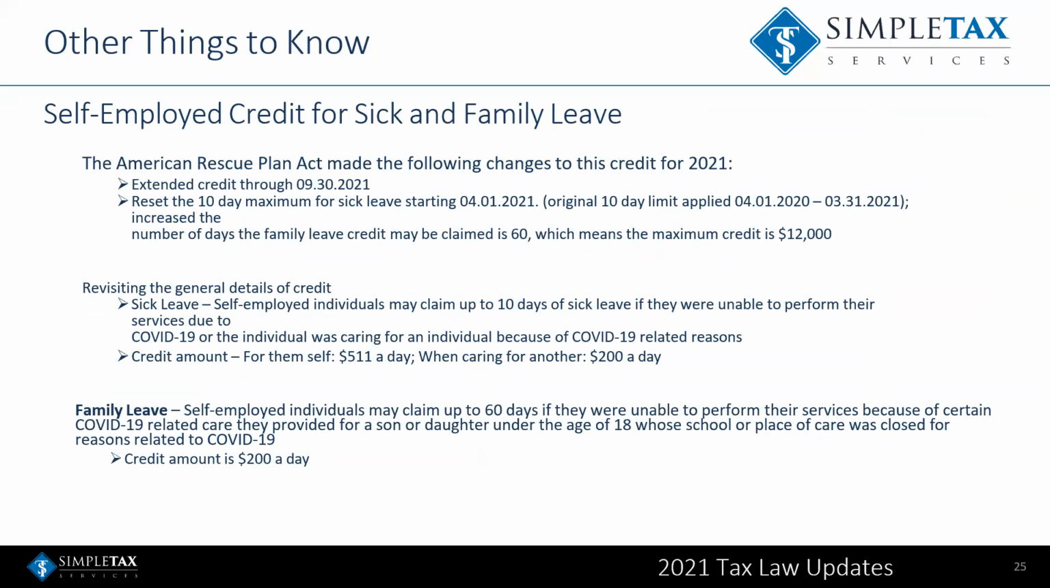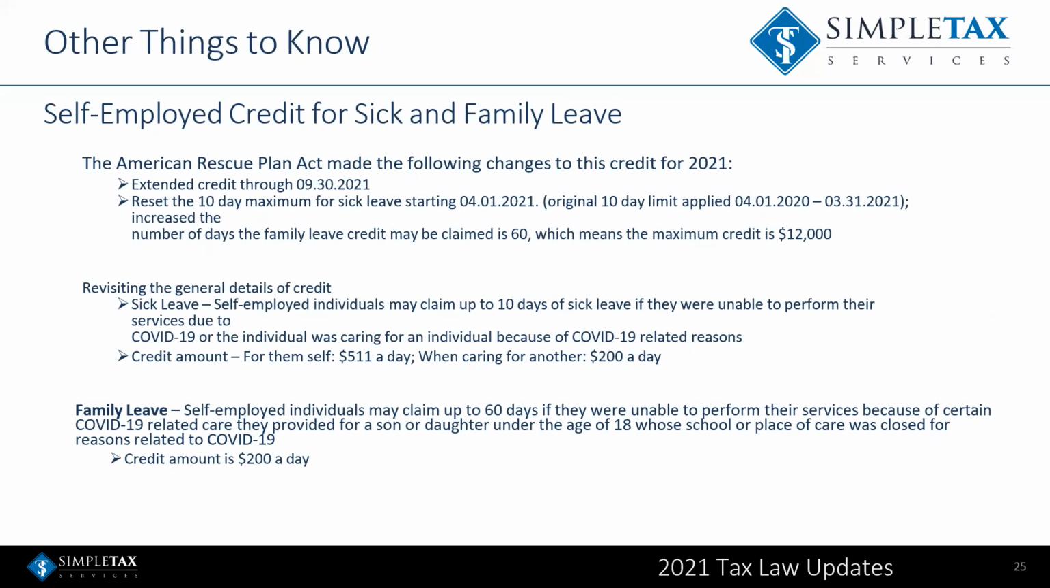Self-employed credit for sick and family leave. The American Rescue Plan Act made the following changes to this credit. It extended it through 9/30 of 2021. It reset the 10-day maximum for sick leave starting at April 1st of 2021. So the original 10-day limit applied 4/1 through 3/31 of 21. It also increased the number of days the family leave credit may be claimed. It's now 60, which means the maximum credit is $12,000.